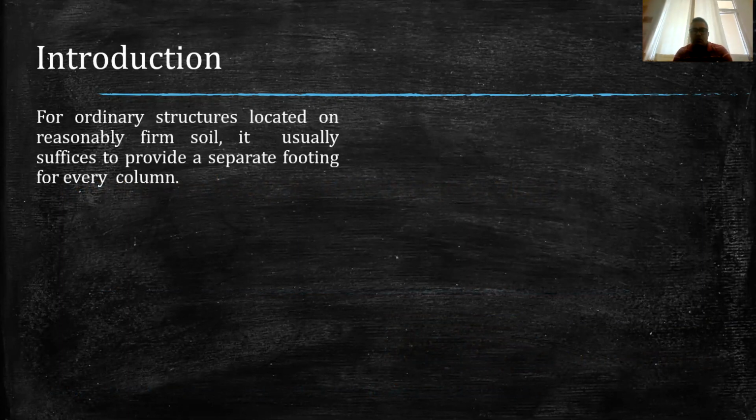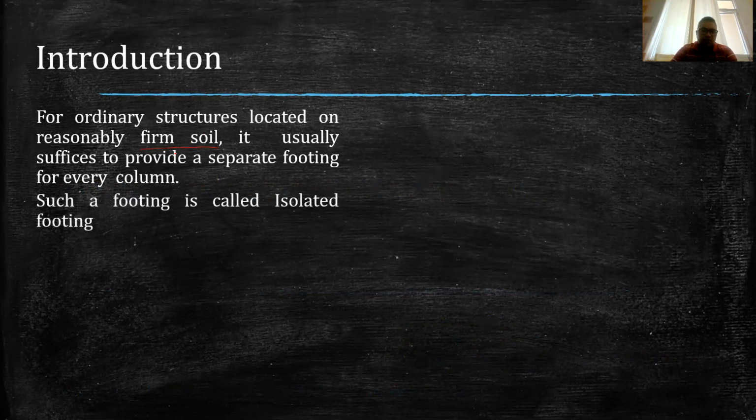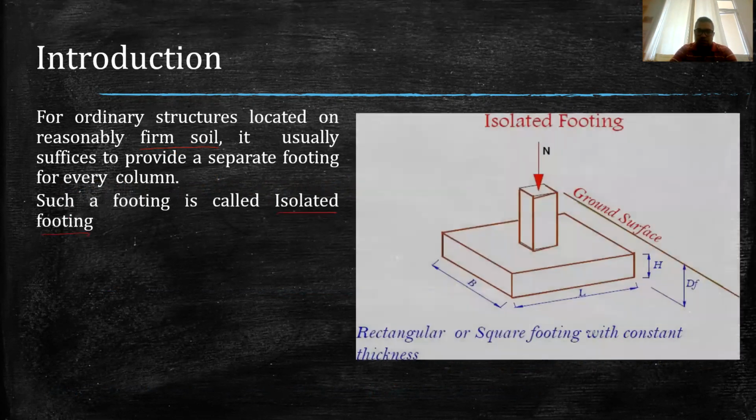Well, generally for ordinary building structures, which are generally resting on a firm soil, what we do is we provide a separate footing for each column in the building. This separate footing for each column that we generally provide is called the isolated footing. And it looks like this. So here, this is the column and it is resting on this plate, which is actually called the footing.